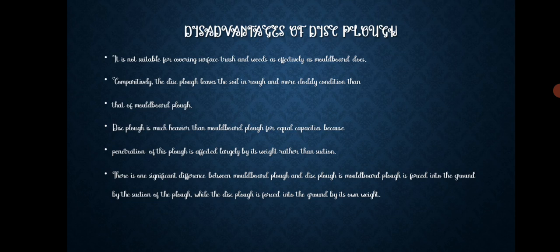A disc plough is much heavier than an MB plough for equal capacities because penetration of this plough is affected largely by its weight rather than suction. There is one significant difference between the MB plough and the disc plough: the MB plough is forced into the ground by the suction of the plough, while the disc plough is forced into the ground by its own weight.